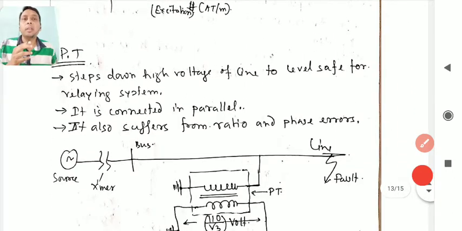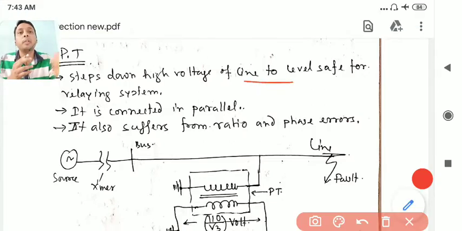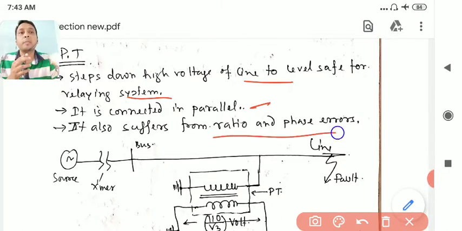Now what is PT? PT will step down the high voltage to a level which will be safe for your relaying operation. PT is connected in parallel. It also suffers from ratio and phase error. Ratio error means a difference in the ratio, that is 100:5 is not proper; you will not get 5, you will get 100:4. And phase error means the angle of the phasor.